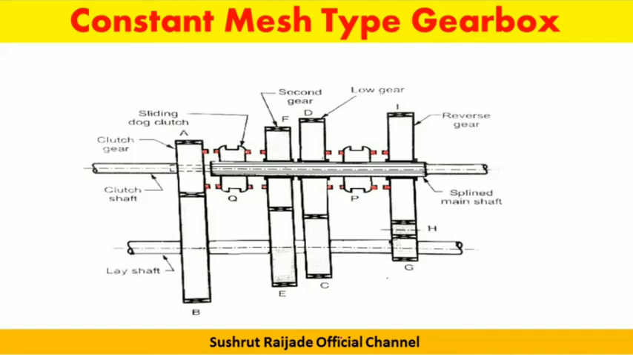Since all the gears are in a continuous mesh, some amount of power is wasted in overcoming friction across all these engaged gear pairs. Okay, this is the second disadvantage. And the gearbox is costly due to the addition of sliding dog clutches in this system. Okay, so this is the construction, working, advantages and disadvantages of the constant mesh type gearbox.